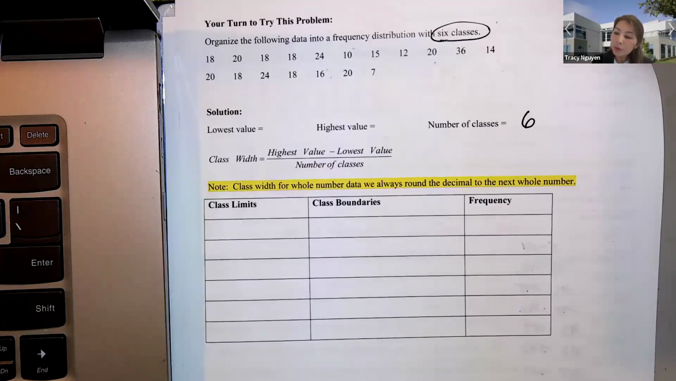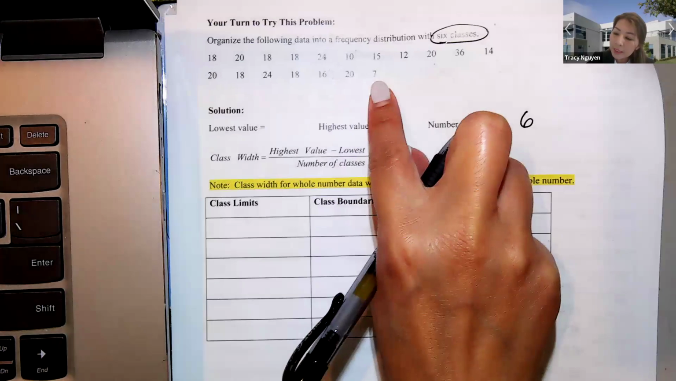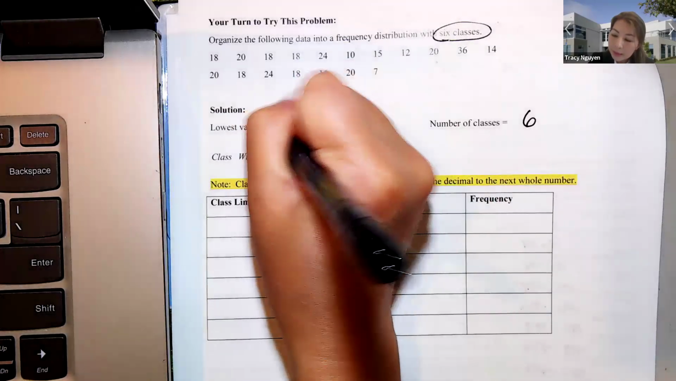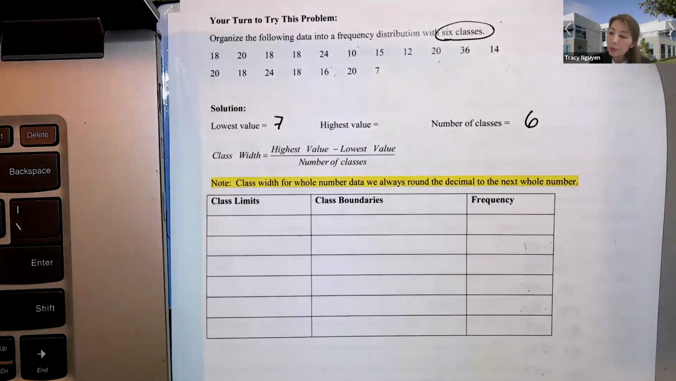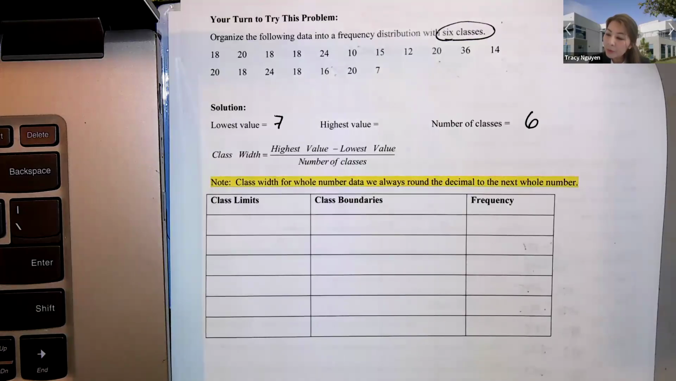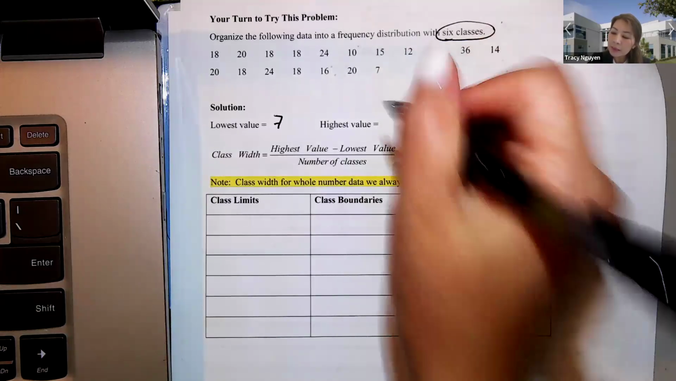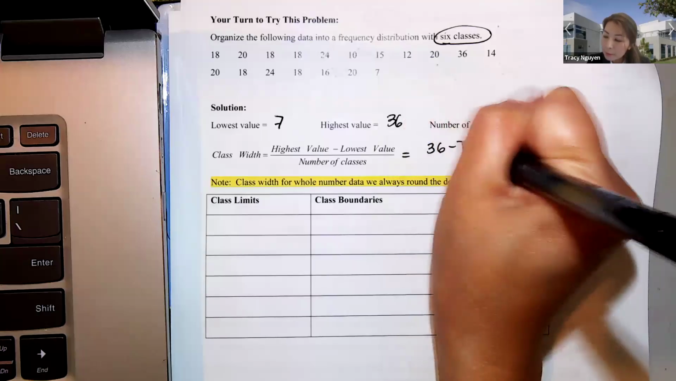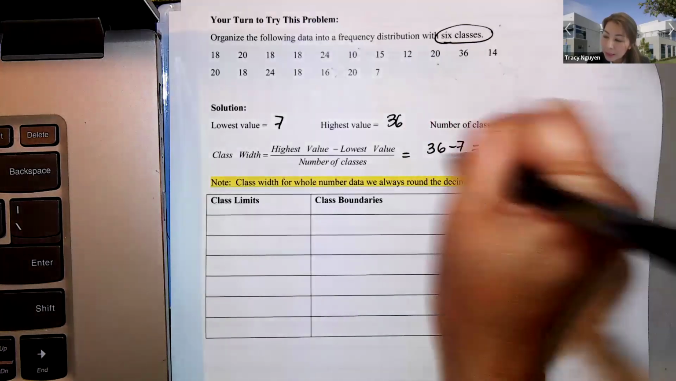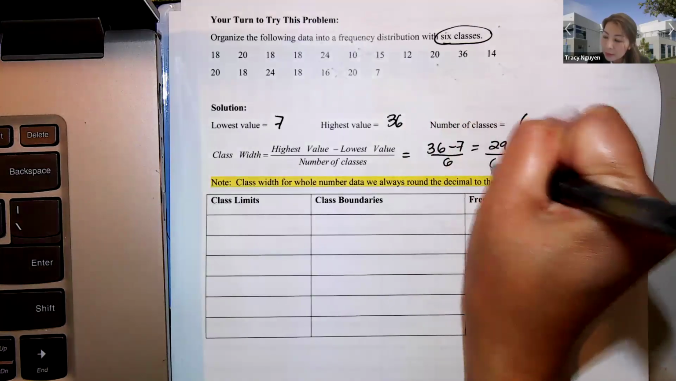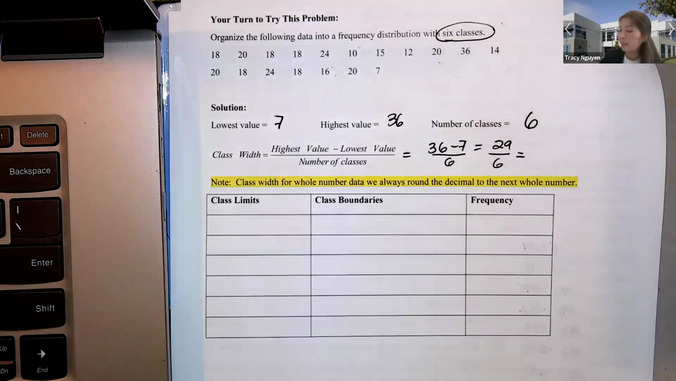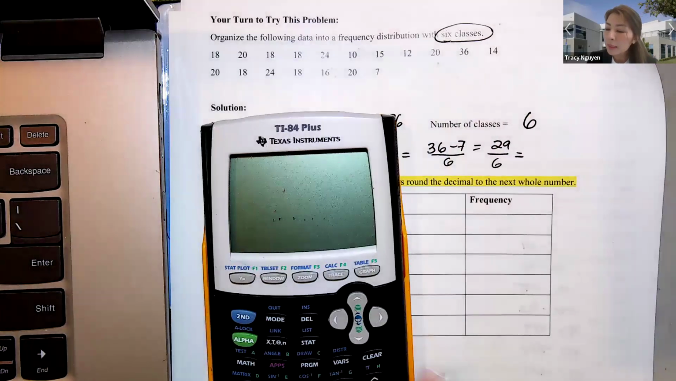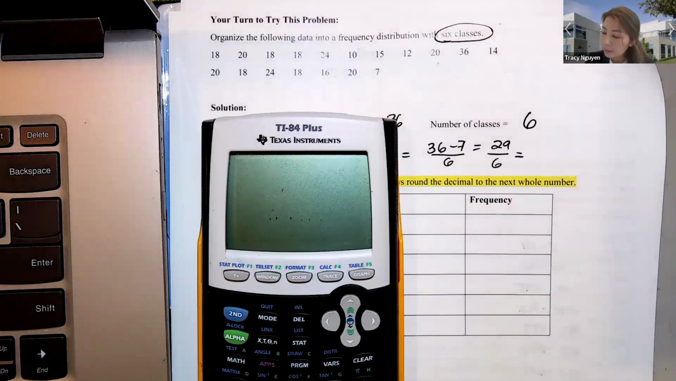Now, we're going to look for the lowest data value from the data set. So I spotted that the lowest value is 7. We're going to look for the highest value from the data set. I noticed 36 is the highest value here. So we're going to take 36 minus 7, which we know is 29. And we're going to take 29 divided by 6.